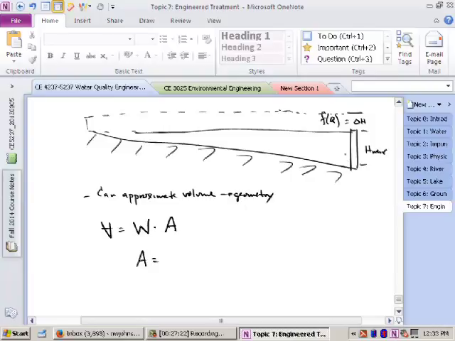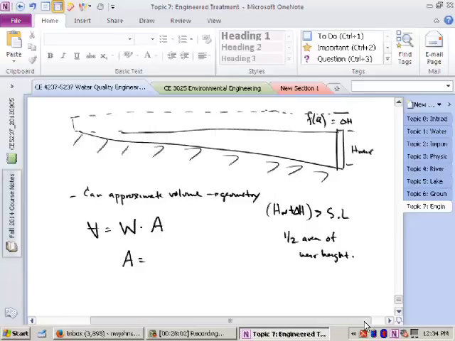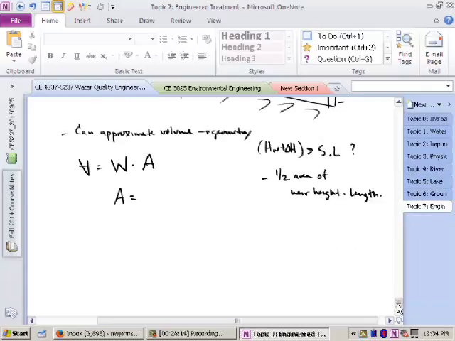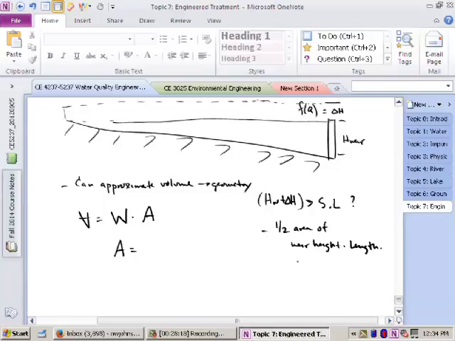Obviously, what's the critical thing here? I guess this, whether or not HW plus delta H is greater than the slope times the length will depend on whether it's simply 1/2 the area of the weir height times the length, or whether there's some standing water on top of the weir all the way to the back.